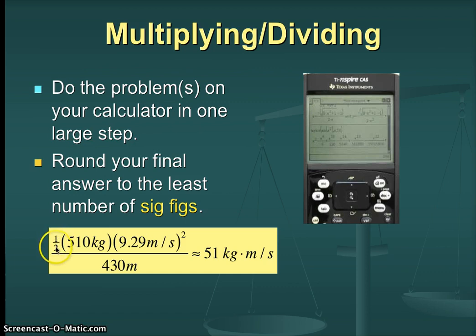What about this 1/2? Doesn't this have 1 sig fig here and 1 sig fig here? No. Half, as I said before, is cut into 2 equal pieces. This was not a measurement, it was a pure number. Those numbers don't have sig figs.